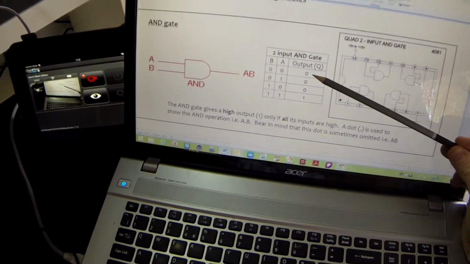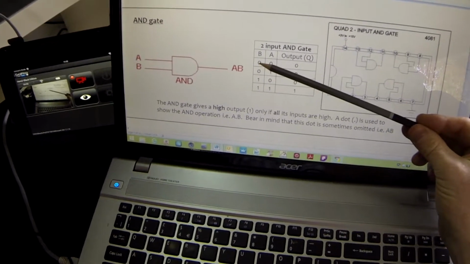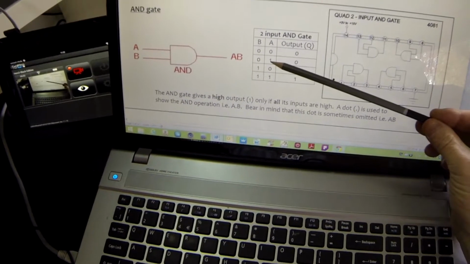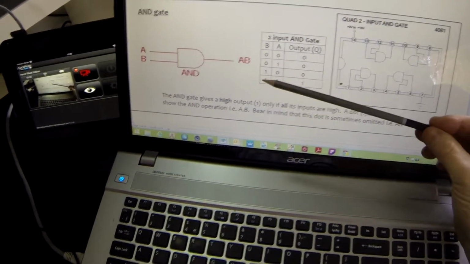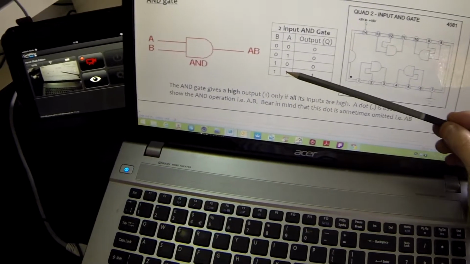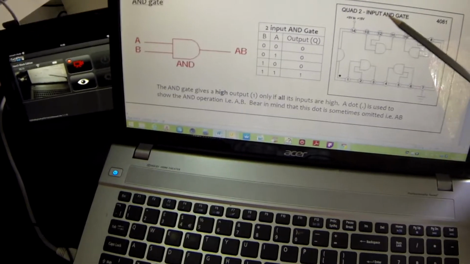So what should I be expecting to see here? I should be expecting to see that when both switches are unpressed, the output is low. When A is pressed, the output is low. When B is pressed, the output is low, and when both of them are pressed, the output should be high. This is an AND gate.